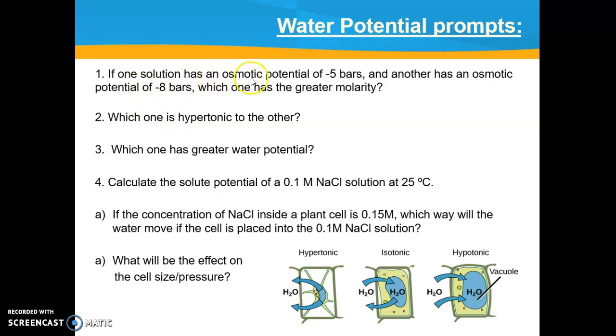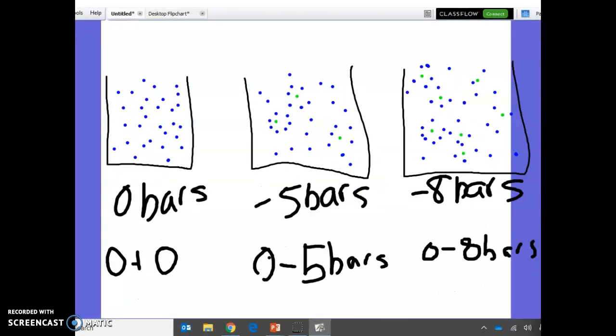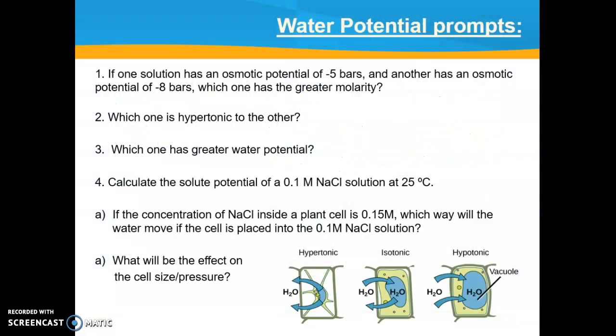If a solution has an osmotic potential of -5 bars, so think water potential if you would see this, and another has an osmotic potential of -8 bars, which one has the greater molarity? Now, molarity is a measurement of how much solute there is. So which one has more solute? This one. All right, so that's going to be our -8 bars would be the answer for number 1.